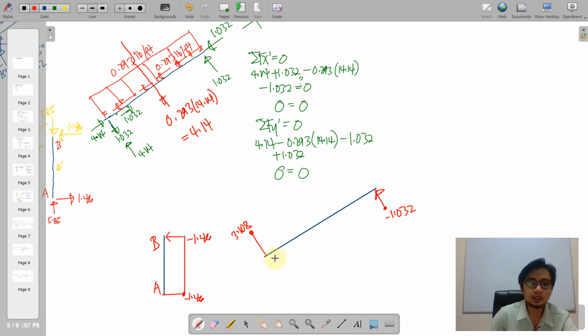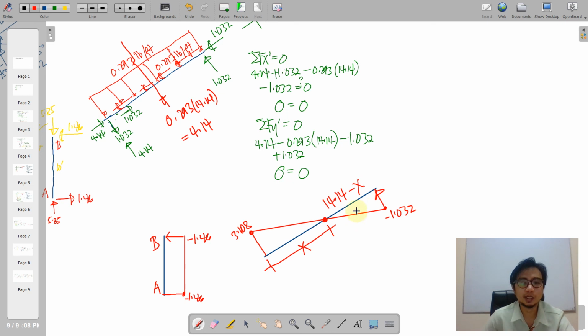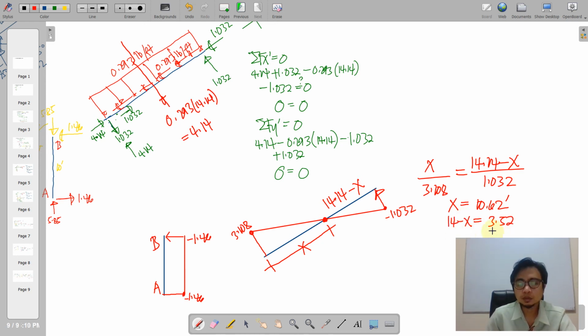And then it will eventually close to 0. So we're going to connect this by a straight line and look for this distance. Say that if this is x, this is 14.14 minus x. So we use the ratio and proportion by similar triangles. We have x is to 3.108 as 14.14 less x is to 1.032. So therefore, x now shall be equal to 10.62 feet, and 14.14 minus x is equal to 3.52. By the way, this is 14.14. Now that we are getting this dimension, of course, we need to compute for the area of this before we proceed to the moment diagram. So let us compute for the areas.